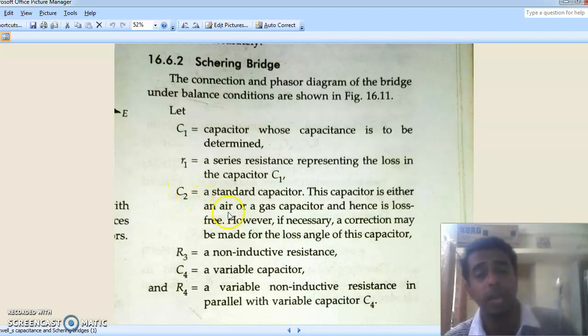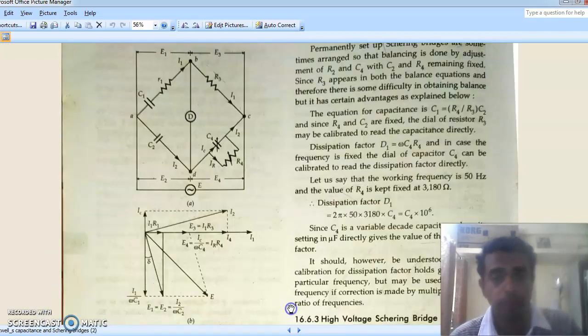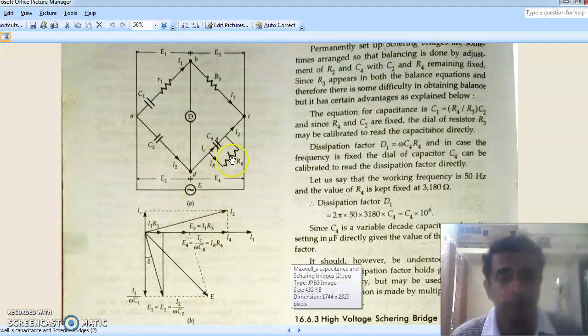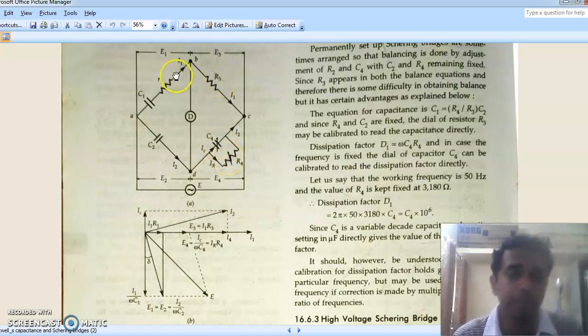Standard capacitors are either made of air or gas, and they are loss free. And C4 is, like the previous one, a variable decade capacitor box, and R3 and R4 are two non-inductive resistances. So R4 is connected in parallel to C4. Now we'll see the bridge. So this is the bridge. The only difference is that this remains the same when we compare with the previous circuit. This one will remain the same, and this one will remain the same, and this one is nothing but the unknown capacitor value that we have to determine. And instead of a resistance R2, we have C2.